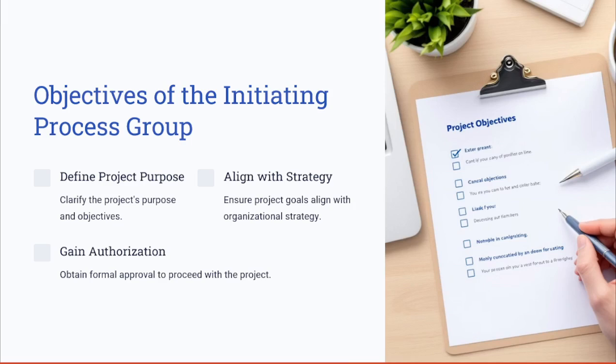So what exactly is the objective of having an initiation process group? The primary objectives of the initiating process group are to clarify the project purpose and align it with the organization's strategic goals, and obtain approval to move forward by having, as we said before, an approved project charter. This ensures that all the stakeholders also agree on the project value and the purpose before significant resources or budget is allocated to this project.